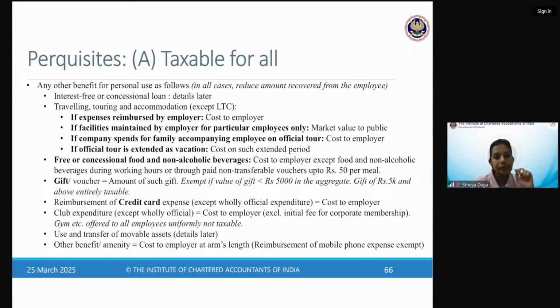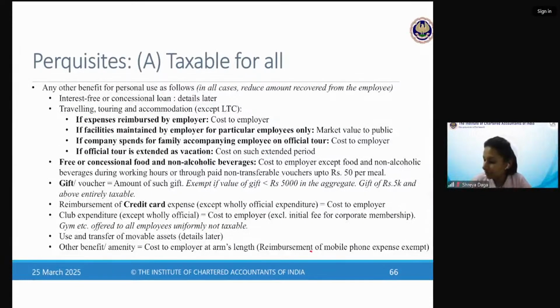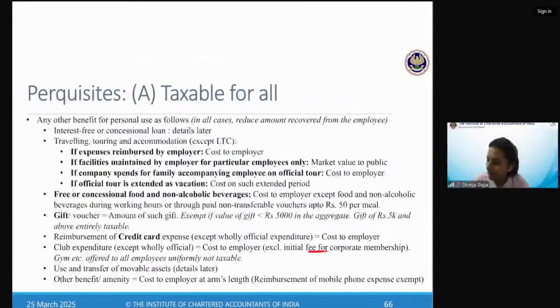Now only for this they have said this is exempt. Even if you use it for personal purpose, if the employer gives a reimbursement of mobile phone, it is exempt. Mobile phone expense, not the phone given to you, but the mobile phone expense reimbursed to you. Reimbursement of mobile phone expenses is exempt. Alright, this was missed in this slide. Let's go to the next slide.